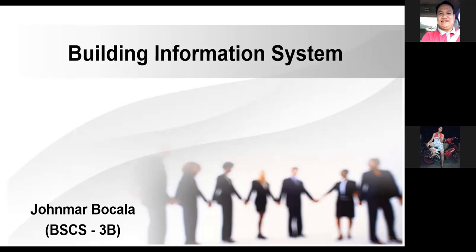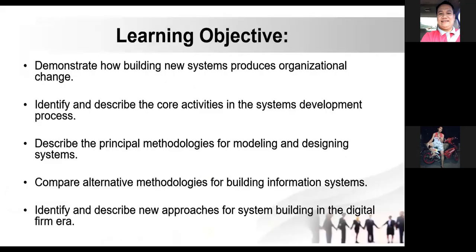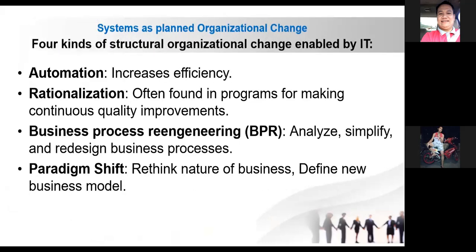Building information systems. Learning objectives. Systems as planned organizational change. Four kinds of structural organizational change enabled by IT. First is automation. Automation, the most common form of IT-enabled organizational change.